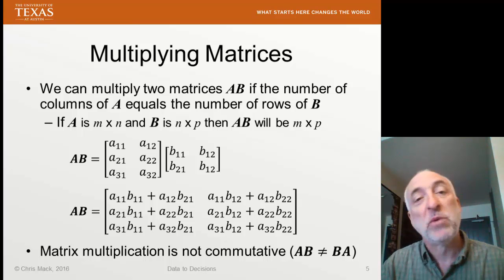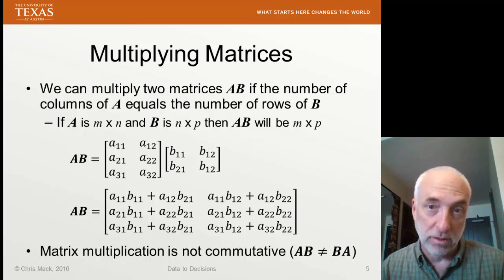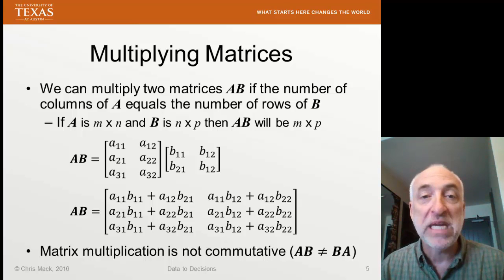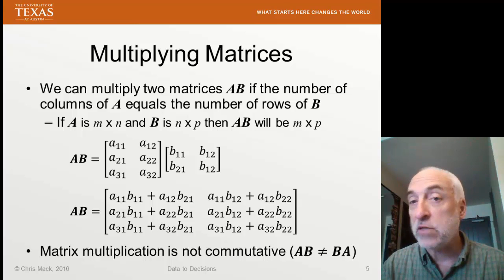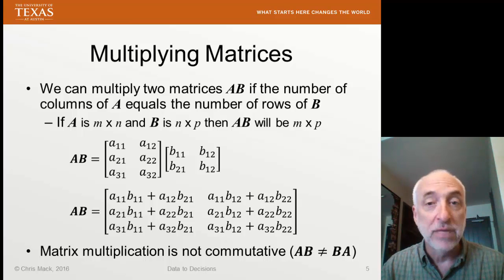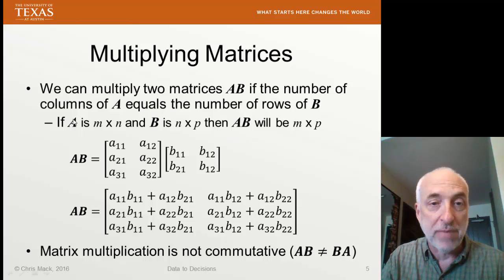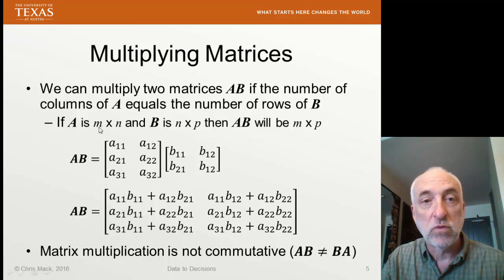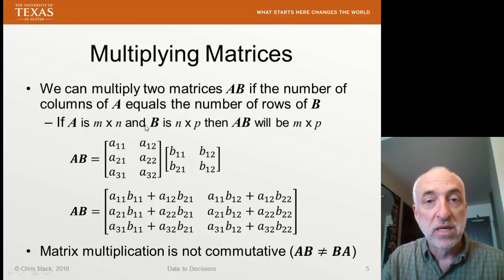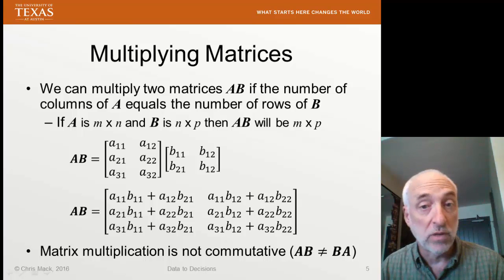Now things get a little bit more complicated when we try to multiply two matrices together. If I have a matrix A and a matrix B and I want to multiply them together, I can only do that if the number of columns of A equals the number of rows of B. So here I show A is an m by n matrix, where m is the number of rows and n is the number of columns. B is an n by p. You see that the number of columns of A equals the number of rows of B. And when I multiply them together, I'll get an m by p matrix.